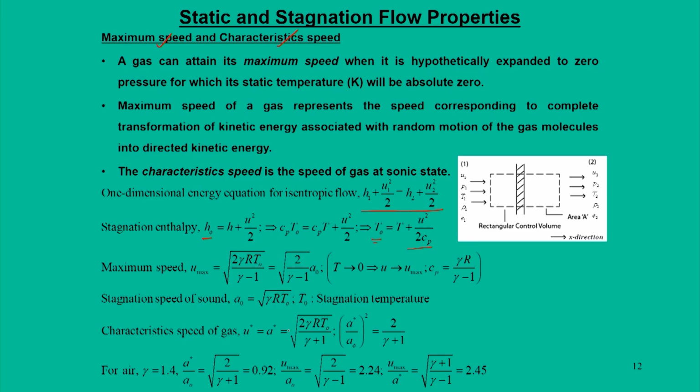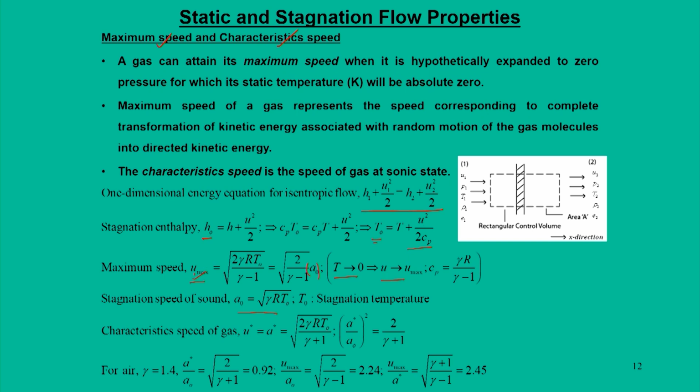And the gas attains a maximum speed when T tends to 0, u tends to u max, and of course, Cp is nothing but gamma R by gamma minus 1. Now, if you put this expression here, when u becomes u max, then u max is equal to the square root of 2 by gamma minus 1 into a0, where a0 is nothing but your stagnation speed of sound, which is related to the stagnation temperature. So, this is how we get the expression for maximum speed.